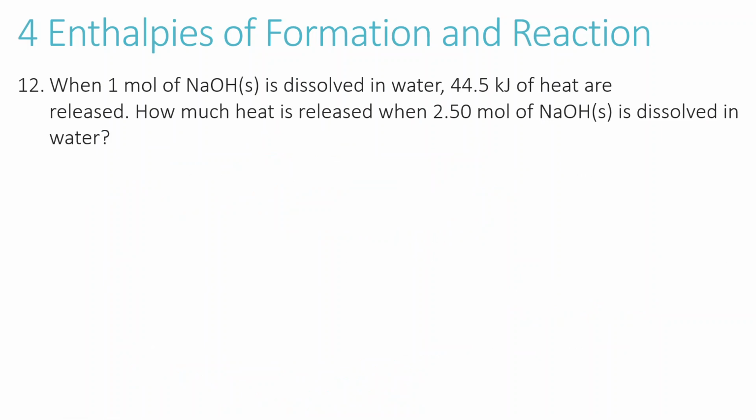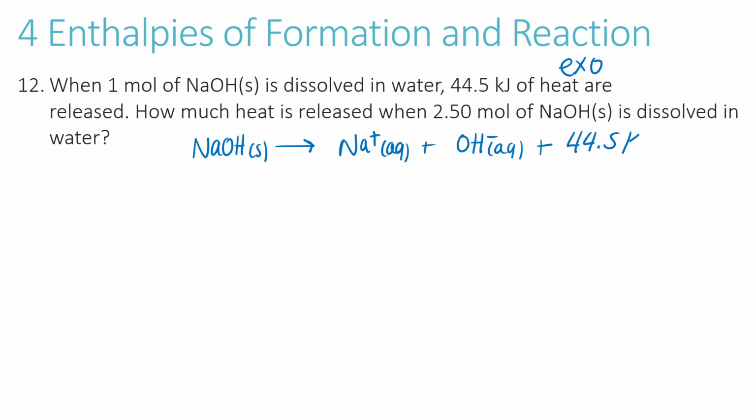So number 12 says, when 1 mole of NaOH is dissolved in water, 44.5 kilojoules of heat are released. This is telling me that this is an exothermic process. So when I take NaOH and dissolve that in water, I get Na plus and OH minus, and I also get 44.5 kilojoules of heat being released. If I had 1 mole of NaOH being dissolved, I would release this amount of heat.